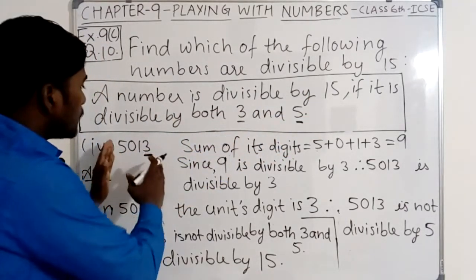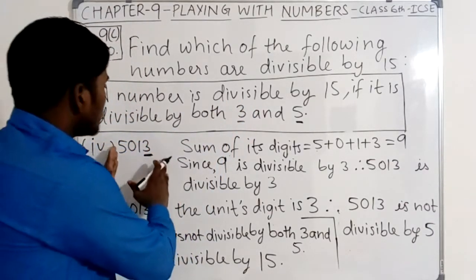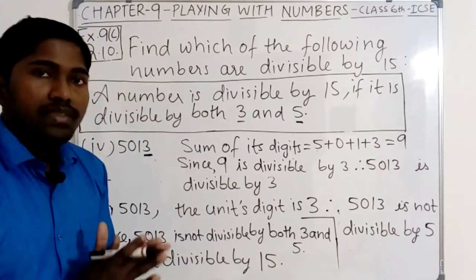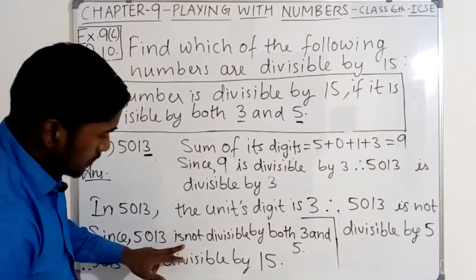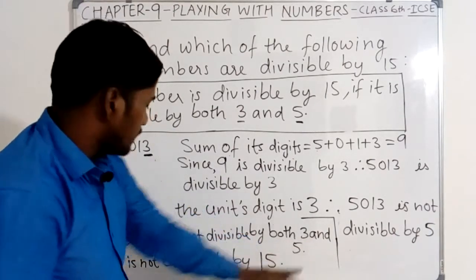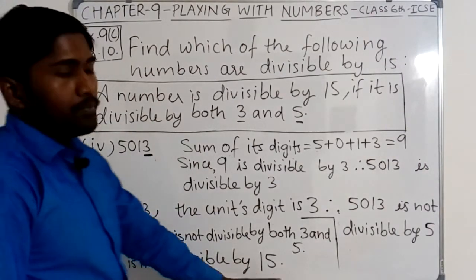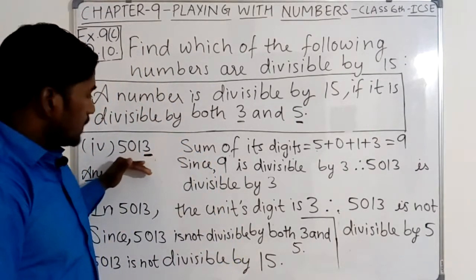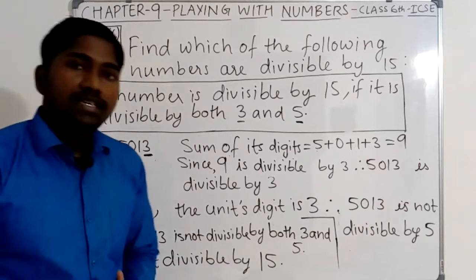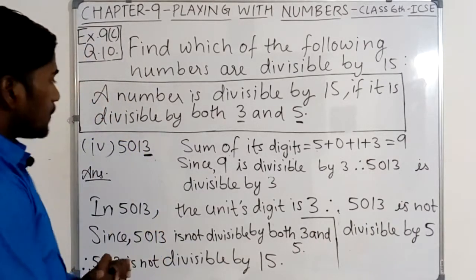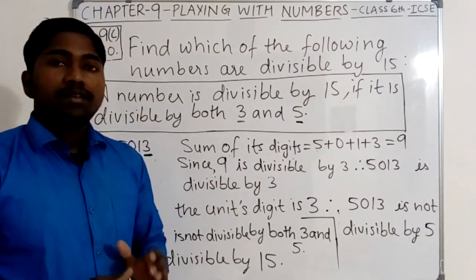क्या कि ये नंबर both 3 and 5 से divisible होना चाहिए तभी ये 15 से divisible होगा, लेकिन यहाँ पर केवल 3 से divisible है, 5 से divisible नहीं है. That's why it is not divisible by 15. Since 5013 is not divisible by both 3 and 5, therefore 5013 is not divisible by 15. ठीक है, ये 3 से divisible है लेकिन 5 से divisible नहीं है. इसे 3 and 5 दोनों से divisible होना चाहिए तभी जाके ये 15 से divisible होगा. ठीक है, लेकिन यहाँ पर 3 से divisible हो रहा है लेकिन 5 से divisible नहीं हो रहा, इसलिए ये 15 से divisible नहीं होगा.